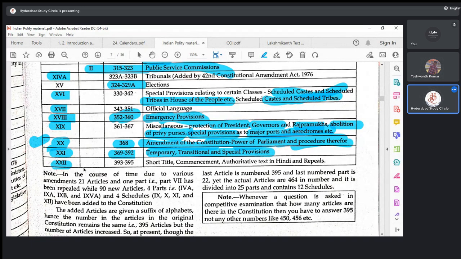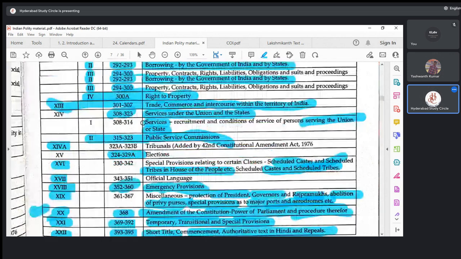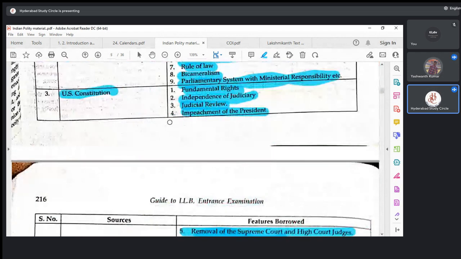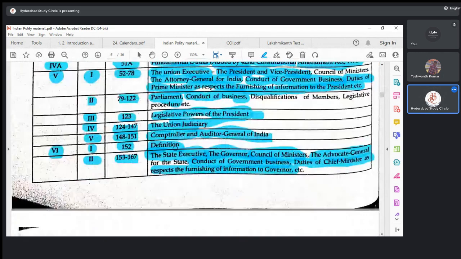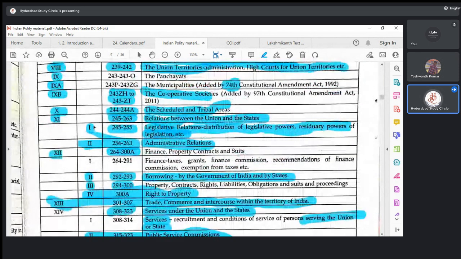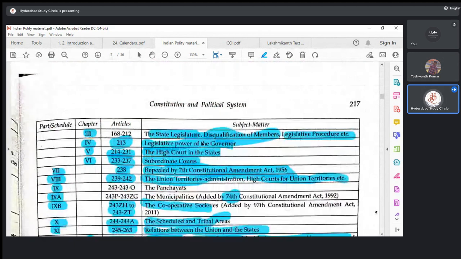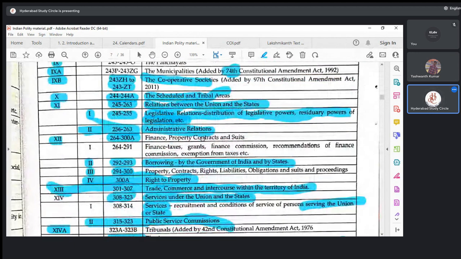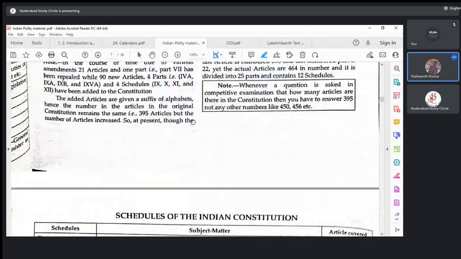Next part, Part 22, Article number 393 to 395, short title, commencement, authoritative text in Hindi and repeals. So today we have completed the parts of the Constitution. We have revised the sources of the Constitution and read in detail the structure of the Indian Constitution. First we have seen the parts, then the chapters, if any, then the articles, then the provisions related to that particular part and chapter.